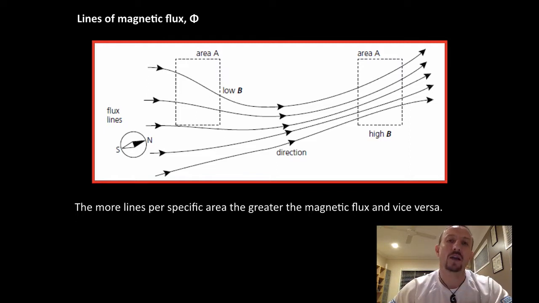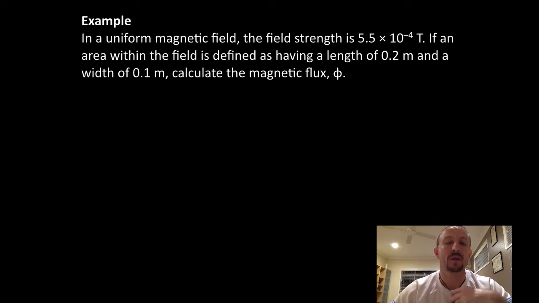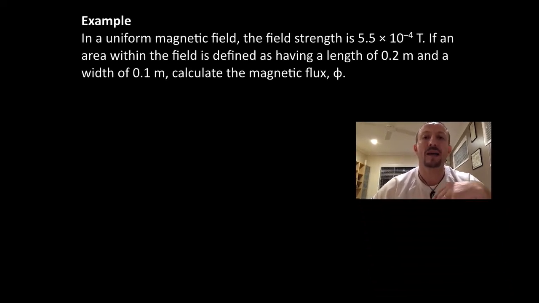So let's look at a quick example as to how we can calculate the magnetic flux. In this example, we've got a uniform magnetic field of field strength 5.5 times 10 to the negative 4 Tesla. If an area within the field is defined as having a length of 0.2 meters and a width of 0.1 meters, calculate the magnetic flux. Well, we know that magnetic flux psi equals B times the area. Now the area is length times width.